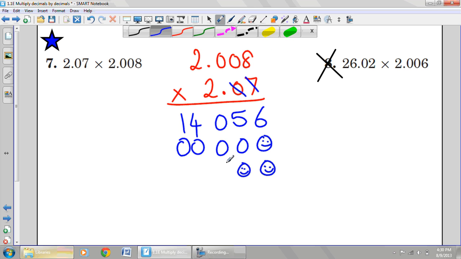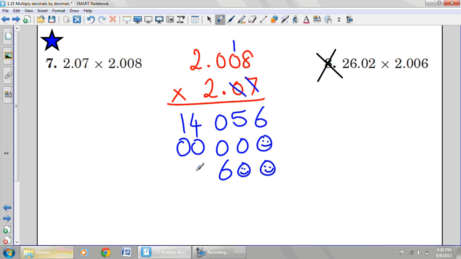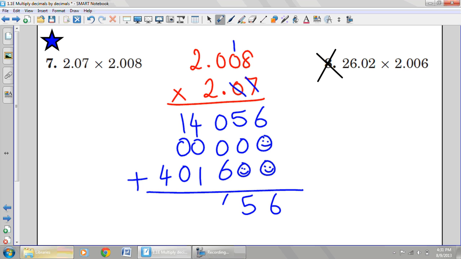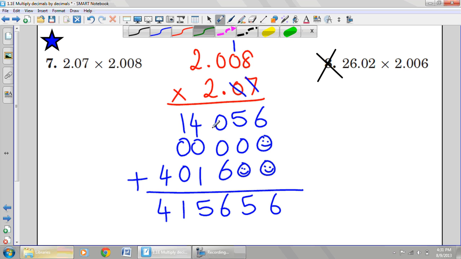8 times 2 is 16. 1 is the carryover. 2 times 0 is 0 plus 1, 1. 2 times 0 is 0. 2 times 2 is 4. Adding all of those together to get 6, 5, 6, 5, 1, 4. And now comes the most important thing, moving the decimal point.